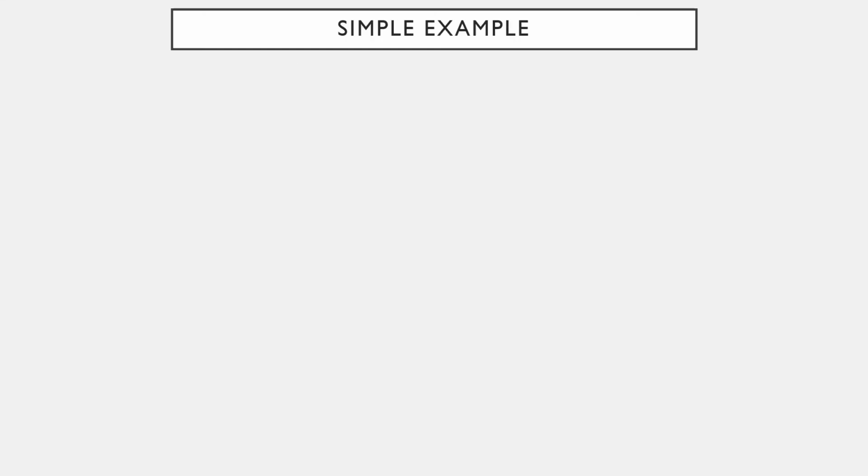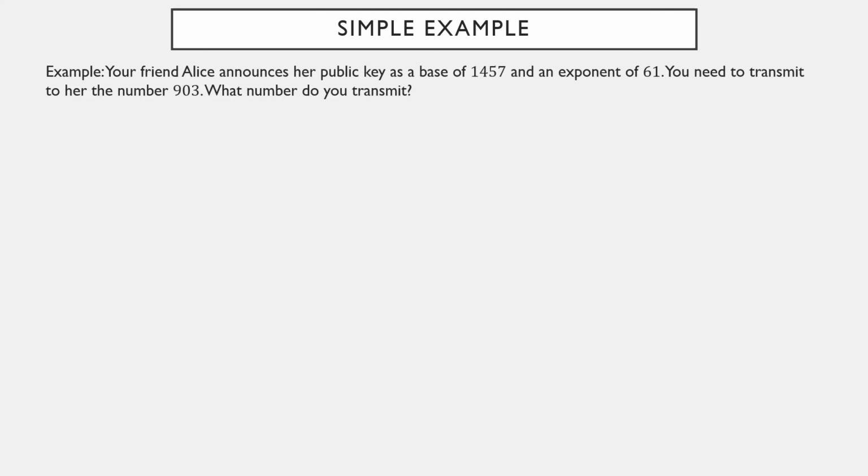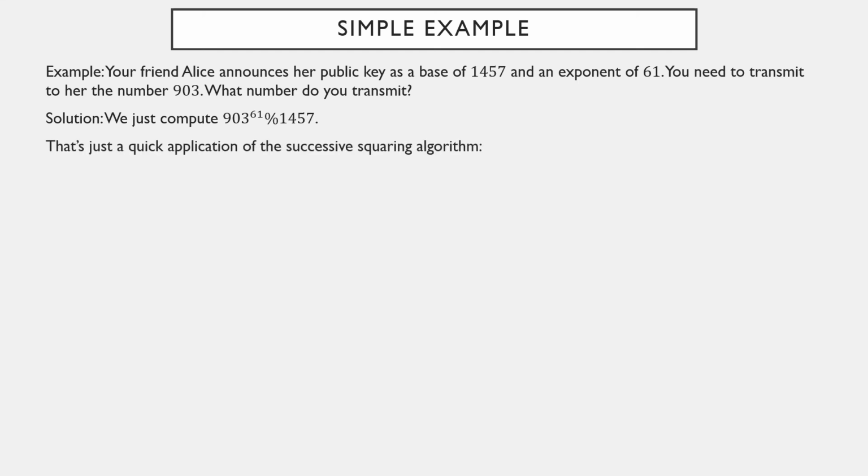So with the algorithm explained, let's work through a simple example. Our friend announces a public key where the base is 1,457 and the exponent is 61. I need to send her the number 903. So what number do I transmit? Well, all I have to do is compute 903 to the 61st power modulo 1457. The successive squaring algorithm knocks this out for us quite quickly. 1,027. So I simply say out loud, 1,027, everybody, isn't that interesting?